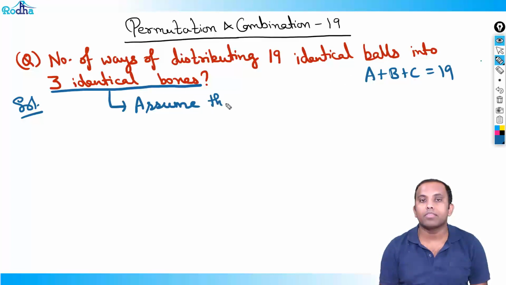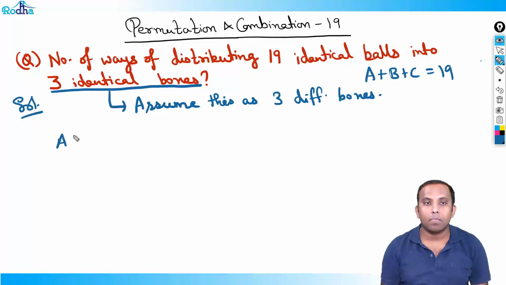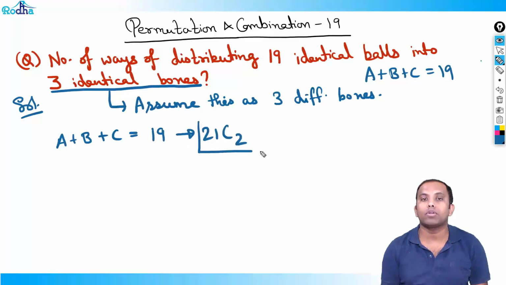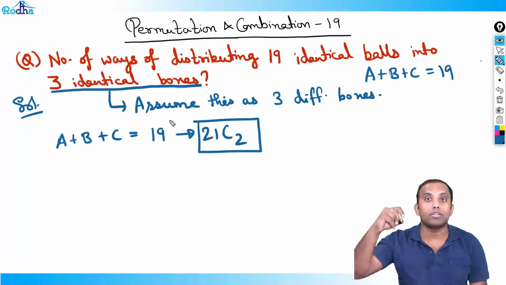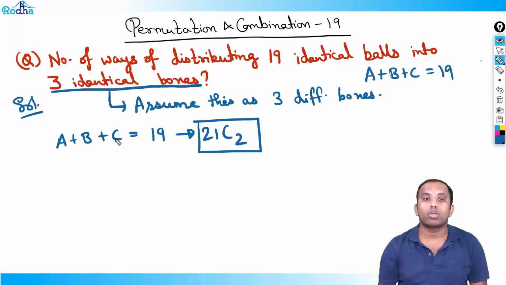Assume this as 3 different boxes. Now what will happen if we assume this as 3 different boxes? Now A, B, C are 3 different boxes, and a plus b plus c is equal to 19. The total number of solutions is 21C2, that is 19 plus 2 choose 2, because all can be 0. Here, it is not necessary that each box contains a ball. So total is 21C2.